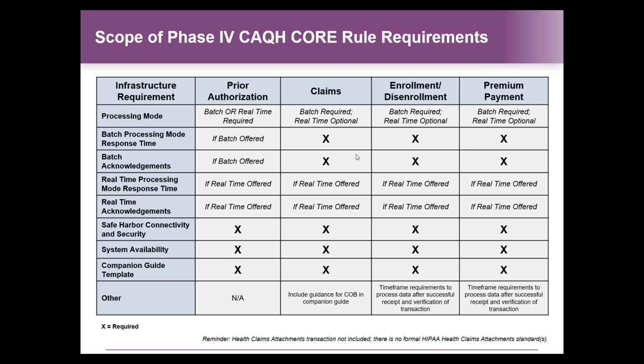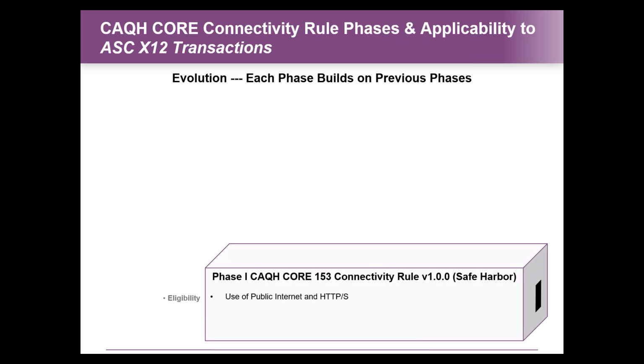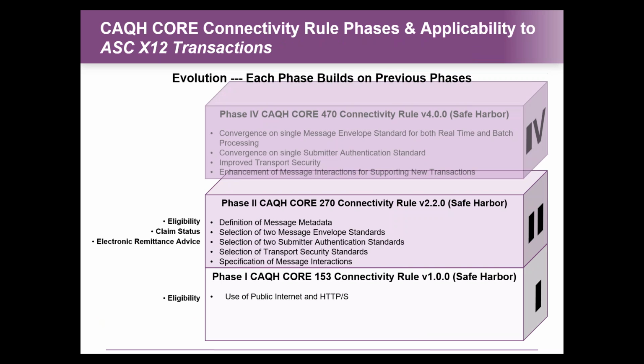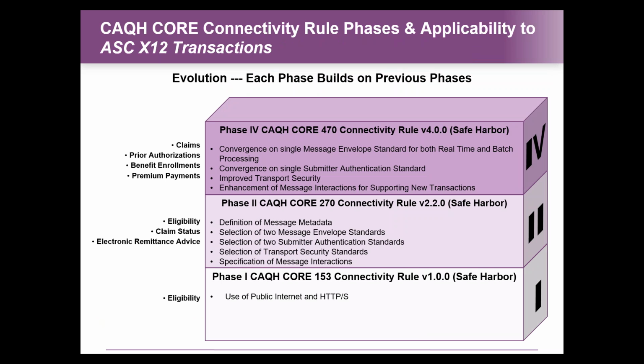So just as an example, the requirements are specific to infrastructure and the conduct of the transaction. And as I mentioned before, on the next slide, on slide 8, the rules do build upon each other. All going back to Phase 1, where we had a simple requirement for the use of public internet and HTTPS, to Phase 2, we defined very specific message metadata, envelope standards, authentication standards, transport security standards, and even message interactions. We've expanded that into Phase 4 as well, diverging onto a single message envelope standard for both real-time and batch, and a single submitter authentication standard.